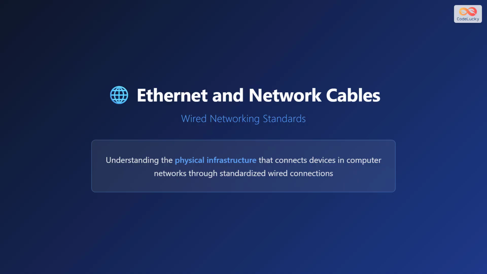Network cables are the wires that connect computers, routers, switches, and other devices together, allowing them to communicate and share data. Understanding these cables is essential for anyone working with computer networks, whether at home or in a professional environment.